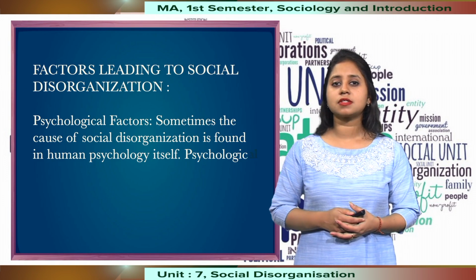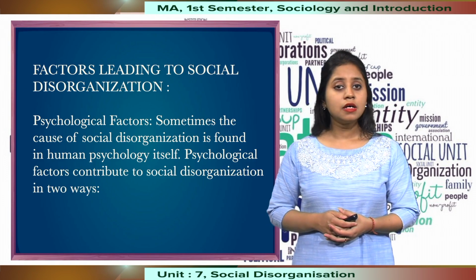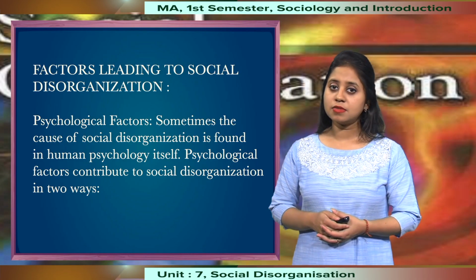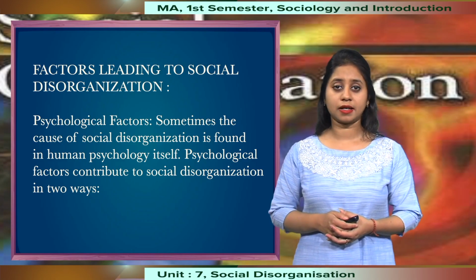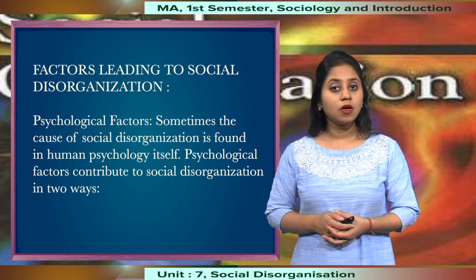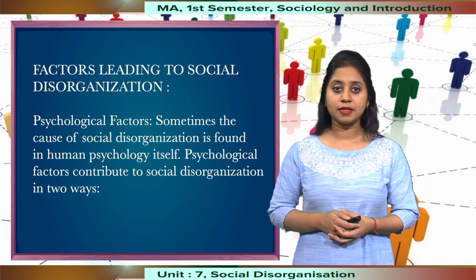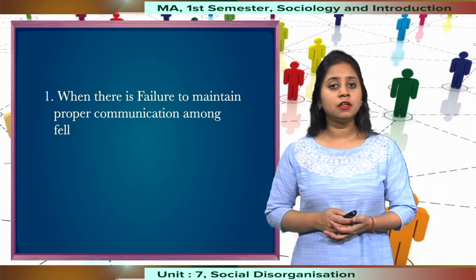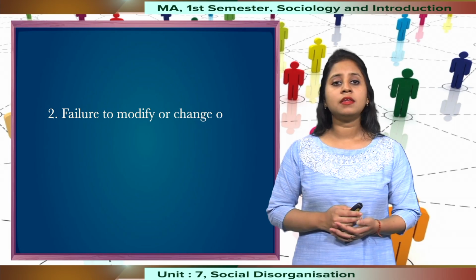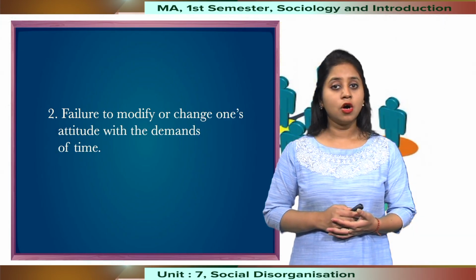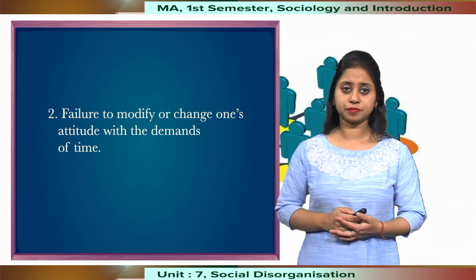Now let us try to discuss the factors that lead to social disorganization. First of all, psychological factors. Sometimes the cause of social disorganization is found in human psychology itself. Psychological factors contribute to social disorganization in two ways: when there is a failure to maintain proper communication among fellow beings, and when there is a failure to modify or change one's attitude with the demands of the time.